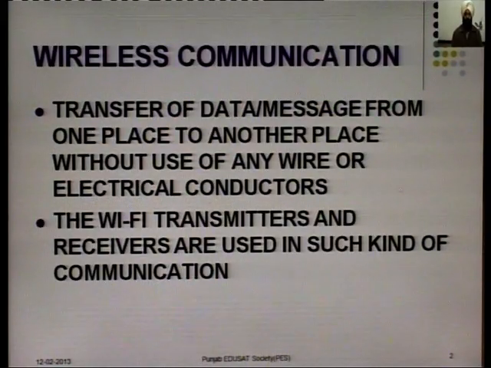but if we use any wire or electrical conductor, that becomes wired communication, but if we do not use any wire or any electrical conductor, no optical fiber etc., then this kind of communication becomes wireless communication. Wi-Fi transmitters and receivers are used in such kind of communication instead of any wire. The media used is air, which is available throughout our space, throughout our atmosphere.